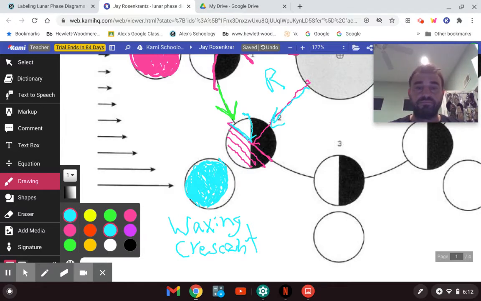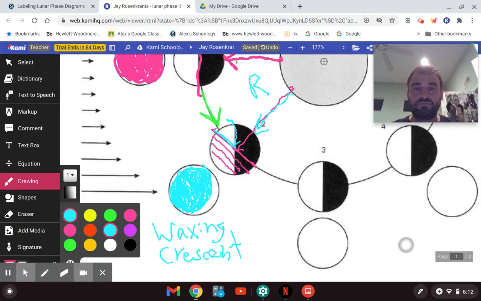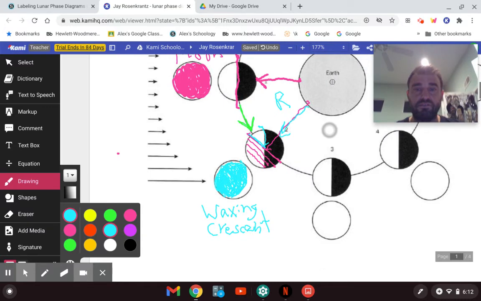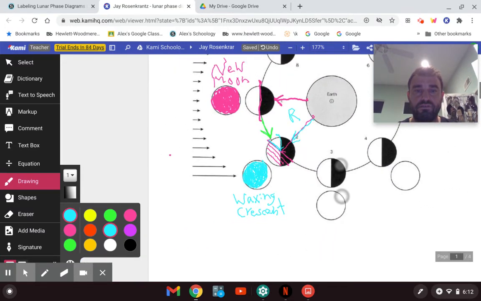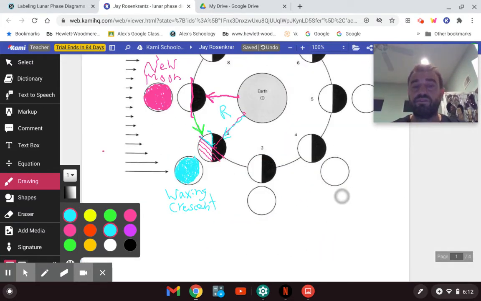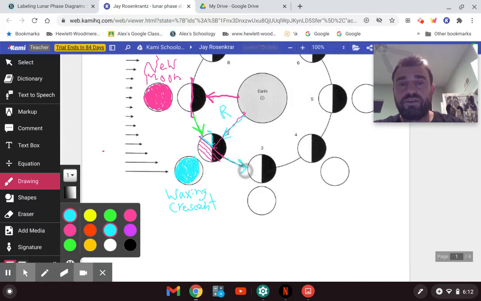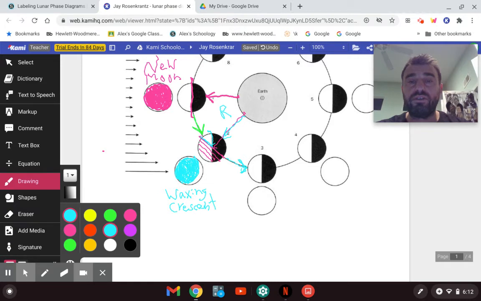Okay? And you can see, you can zoom out. And it's the better way to do the drawing, probably. Zoom in, make your drawing, zoom out, and you can see it. All right. Next, it's going to move to position 3. When it moves to position 3, well, it started at 1, so it made a quarter turn around the Earth. So we call this our first quarter.